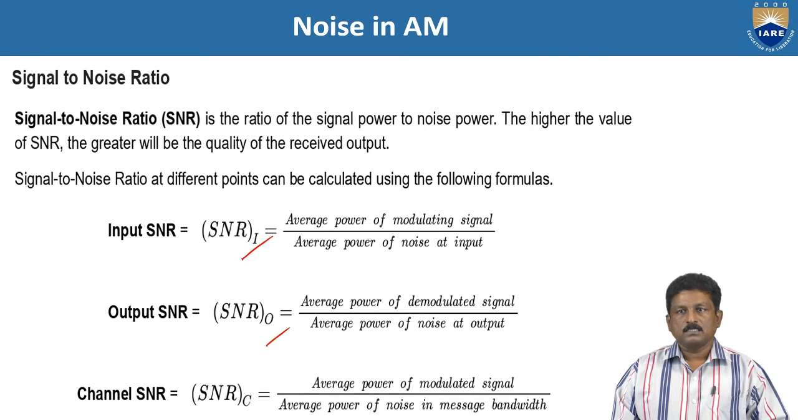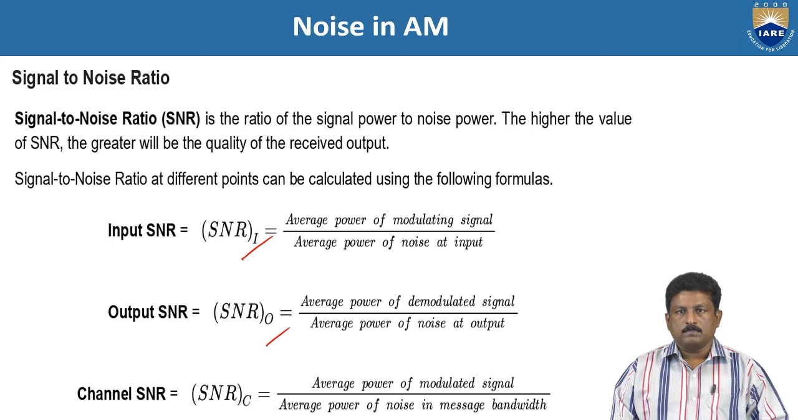So it is the ratio of the average power of the demodulated signal, that is, after demodulation we take the signal out, to the average power of the noise at the output side. Overall, we are measuring the signal to noise ratio at the output side. And the third one is the channel SNR, SNRC: the average power of the modulated signal to the average power of noise in the message bandwidth.